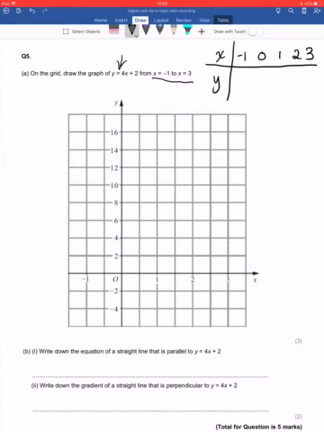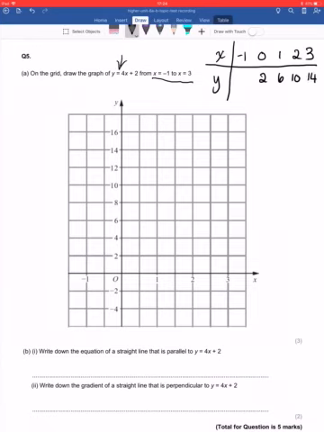Right, the easiest one to start off with is when x equals 0. When x equals 0, that's actually my y-intercept, isn't it? And that's just going to be 2, because 4 times nothing is nothing, plus 2 is 2. What about when x equals 1? Well, 4 times 1 is 4, plus 2 is 6. When x is 2, 4 times 2 is 8, plus 2 is 10. For 3, 4 times 3 is 12, plus 2 is 14.